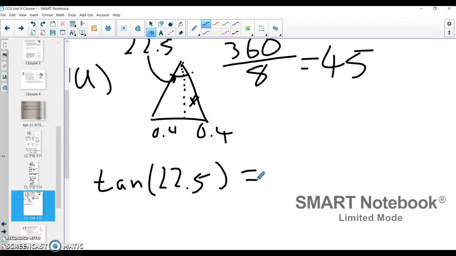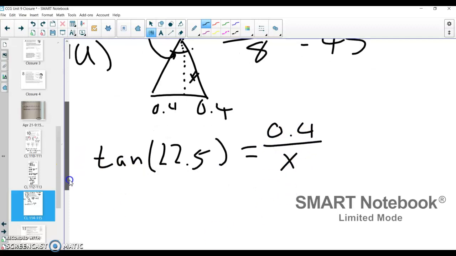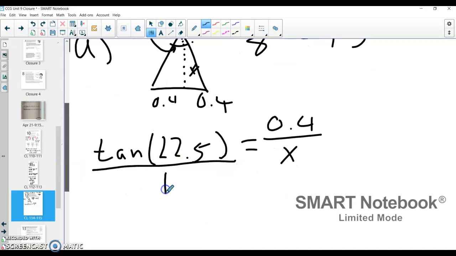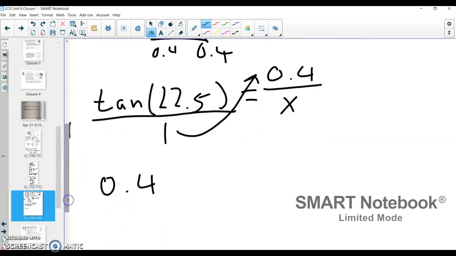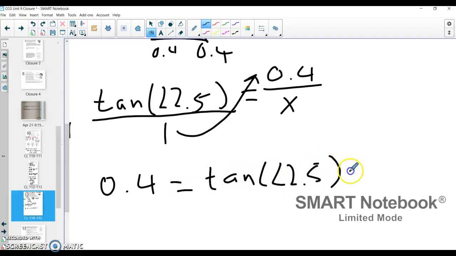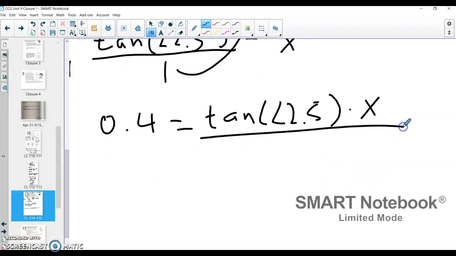That equals the opposite divided by the adjacent. The opposite is 0.4. The adjacent is x. And now I can cross multiply and solve here. 1 times 0.4 is 0.4. And the tangent of 22.5 times x equals the tangent of 22.5 times x. To get x by itself, I need to divide both sides by tangent of 22.5.